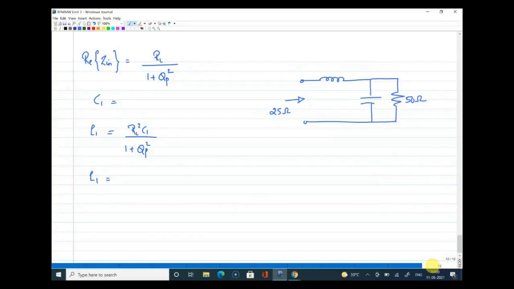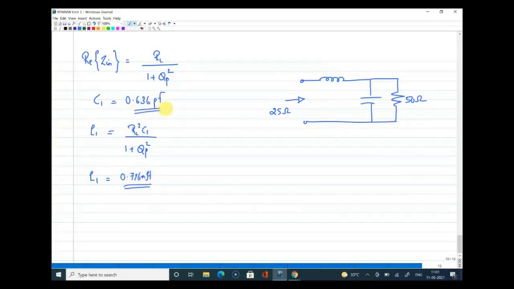96.7 femto. I think that is not the right answer. Maybe you can check again, Sushan. Yeah, it is 0.636 picofarad, and if you substitute that, you will get the L1 value. I'm writing the answer here: 0.796 nanohenry. So these are the answers for L1 and C1.